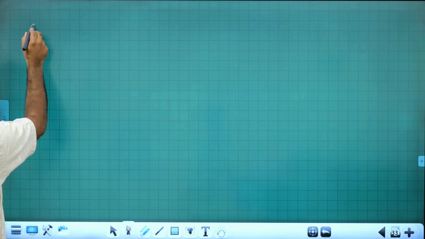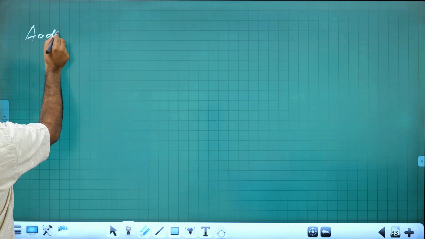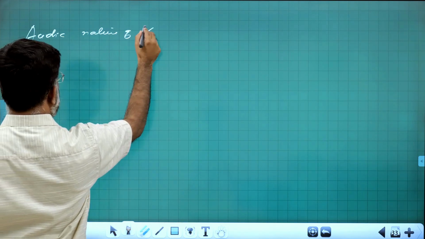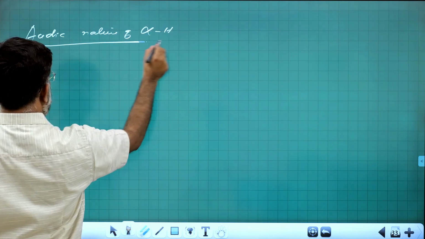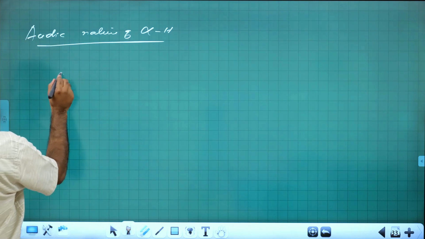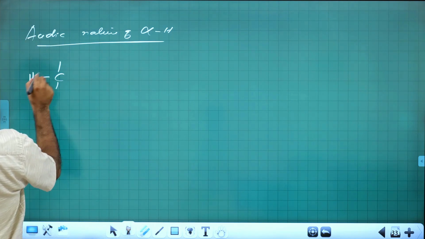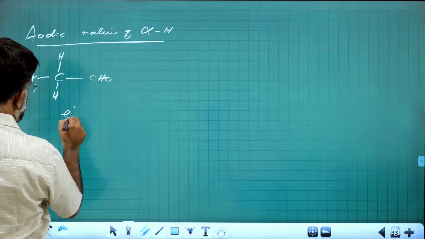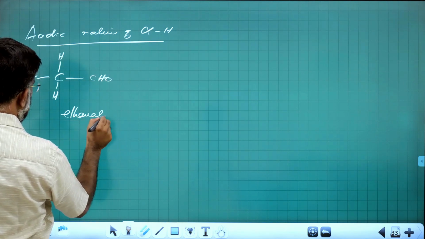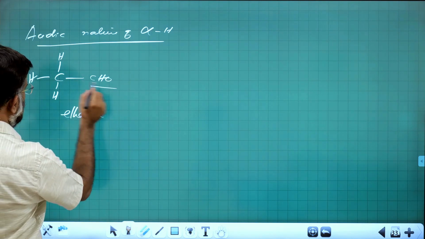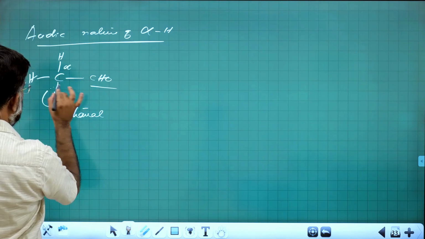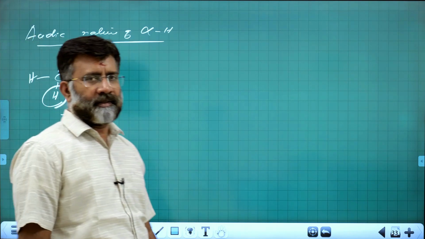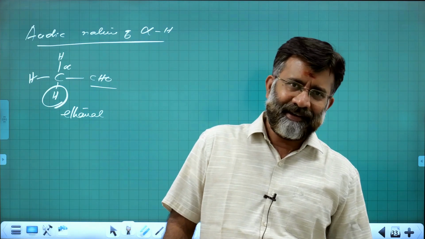First of all, let us see the acidic nature of alpha hydrogen in aldehydes and ketones. If you take an aldehyde, say ethanal, this is the functional group, this is the alpha carbon, this is the alpha hydrogen. There are 3 alpha hydrogens. That alpha hydrogen carries some acidic character.